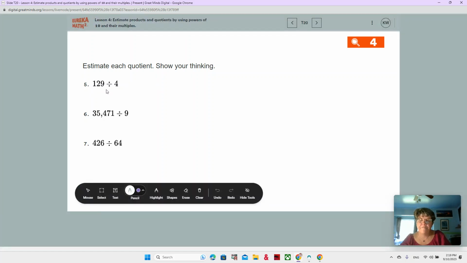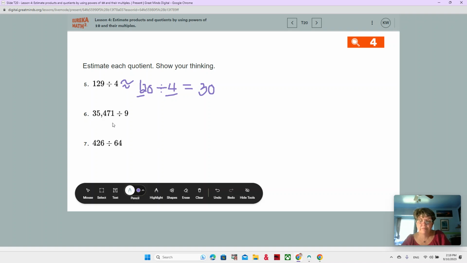129 divided by 4. I'm thinking a good estimate would be 120 divided by 4 because 120 is starting with 12. And I know my fact family 12 and 4, right? So 12 divided by 4 is 3. So that would be 30, right? 4 times 3 is 12. 12 divided by 4 is 3. So that's 30.